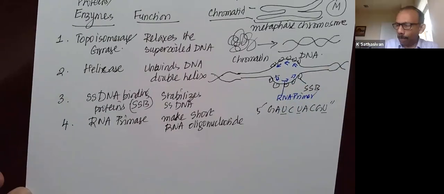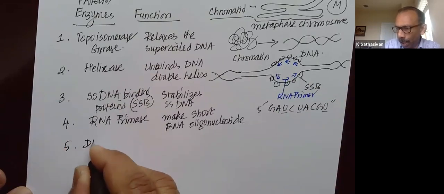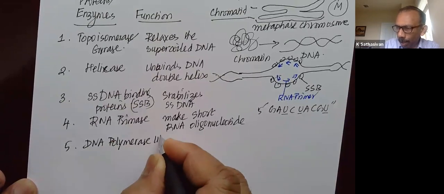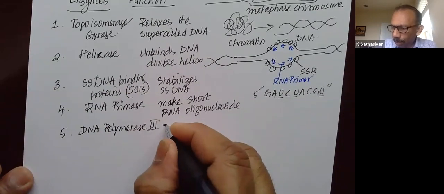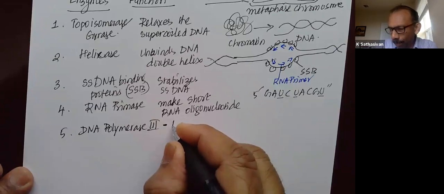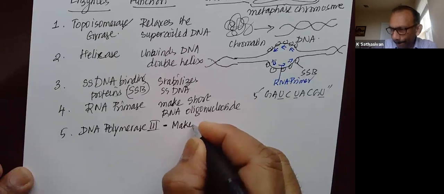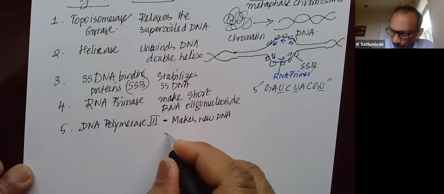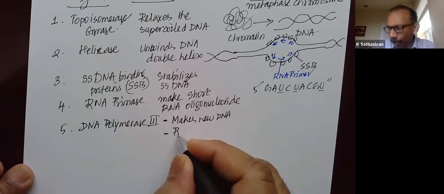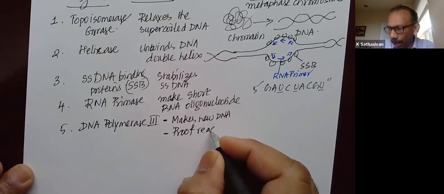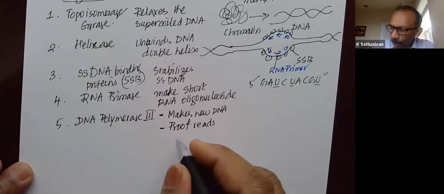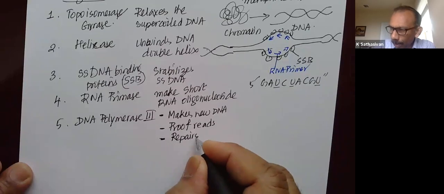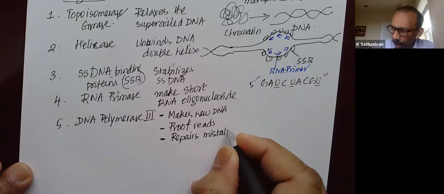So the next thing is the major one, which is DNA polymerase 3 comes in. That one has 3 functions. It makes new DNA. This is what a DNA polymerase does, makes a DNA polymer, and it proofreads, so it can go back and forth. It's a complex enzyme. And if it finds a mistake, it repairs mistakes. So it's a single enzyme. It can do all these.